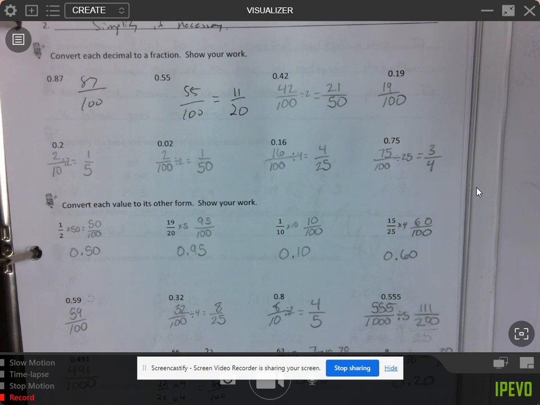Hannah? The last one. So we have 75/100ths. I can divide a 25 out of both 75 and 100. So 75 divided by 25 gives me that 3. 100 divided by 25 gives me the 4. So that was a big number we had to divide out. Usually we're not dividing out such big numbers, but 25 can come out of both of them.